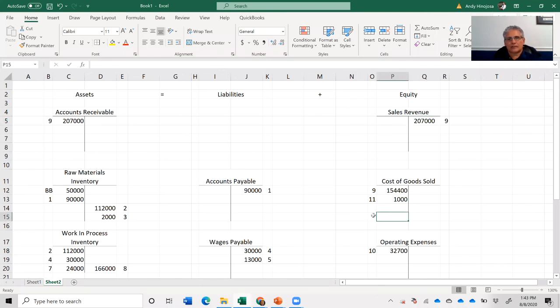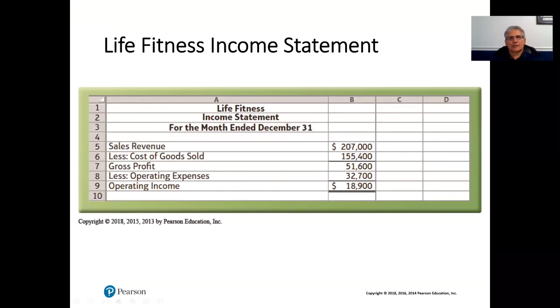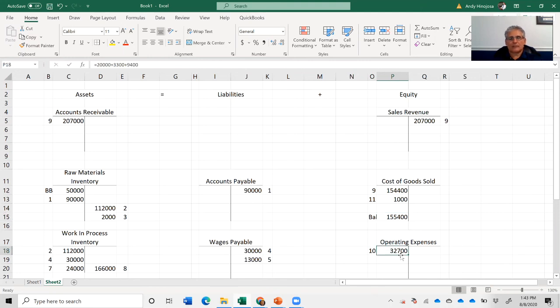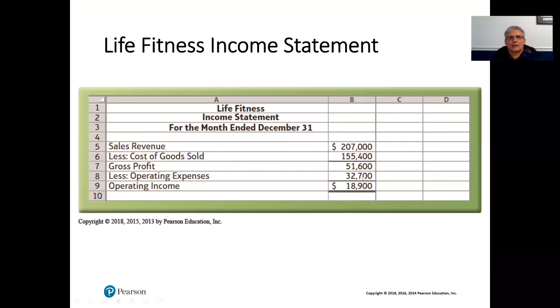Well, what is the balance here? Let's go ahead and compute it. The balance is $155,400. That's our debits, cost of goods sold. We take our sales revenue, subtract the cost of goods sold, and we end up with a gross profit of $51,600. Our operating expenses total $32,700. That's the debit, operating expenses. And from there, we can compute our operating income by taking our gross profit and subtracting our operating expenses. So our operating income is $18,900.